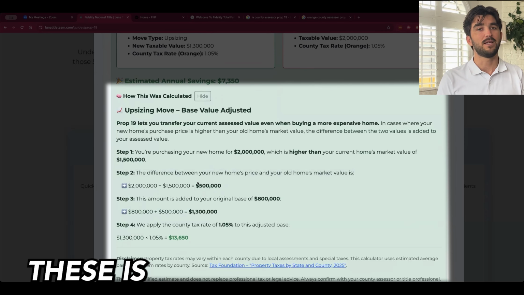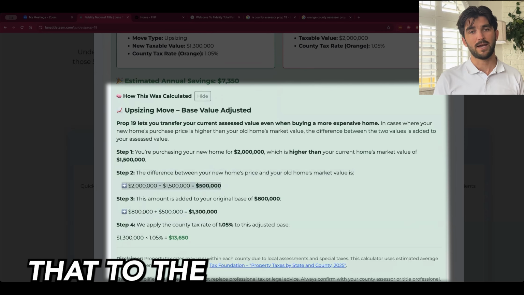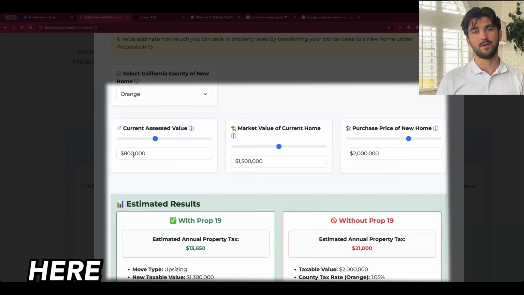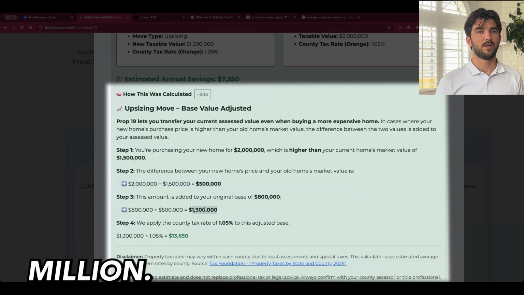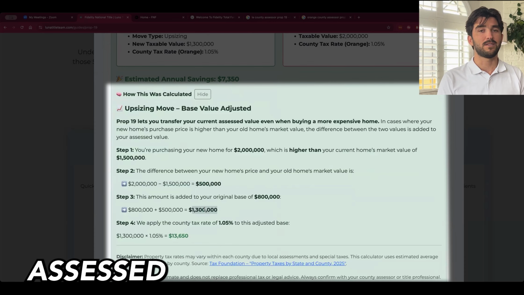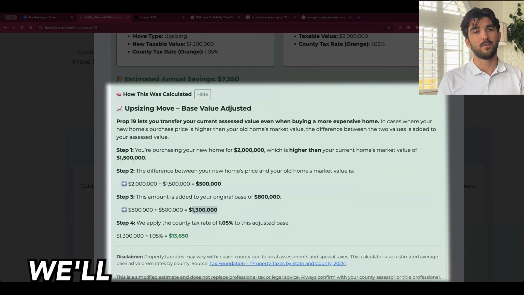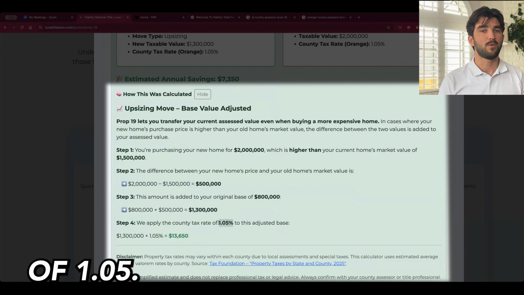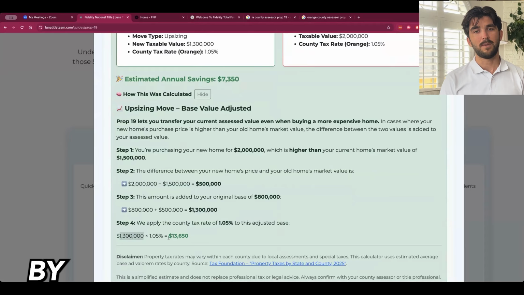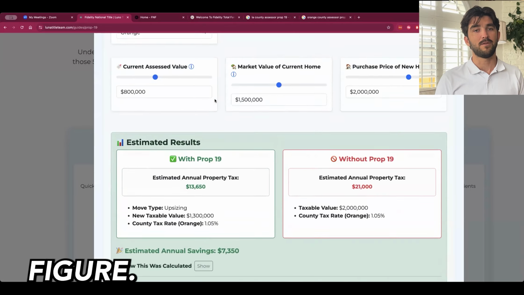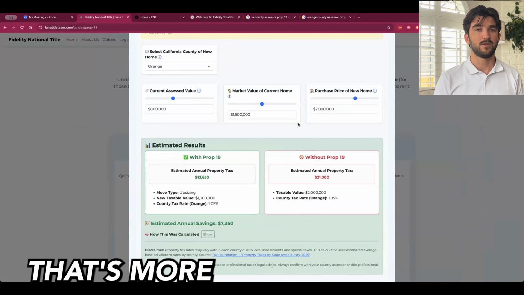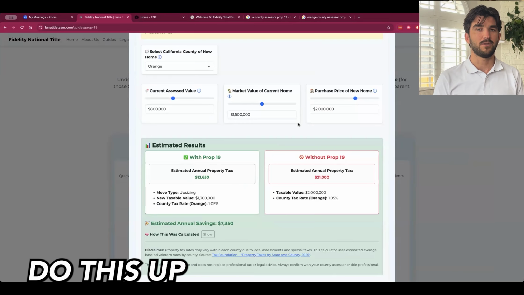Now you add this figure to your previous assessed value. So the difference between these is $500,000. We'll add that to the current assessed value here of $800,000. So now we have a figure of $1.3 million, and that is the new assessed value. So we can come in here, we'll take this Orange County tax rate of 1.05, multiply that by the new assessed value, and that's how we get this $13,650 figure. That's true of when they're buying a property that's more expensive. Like I said, they can do this up to 3 times.